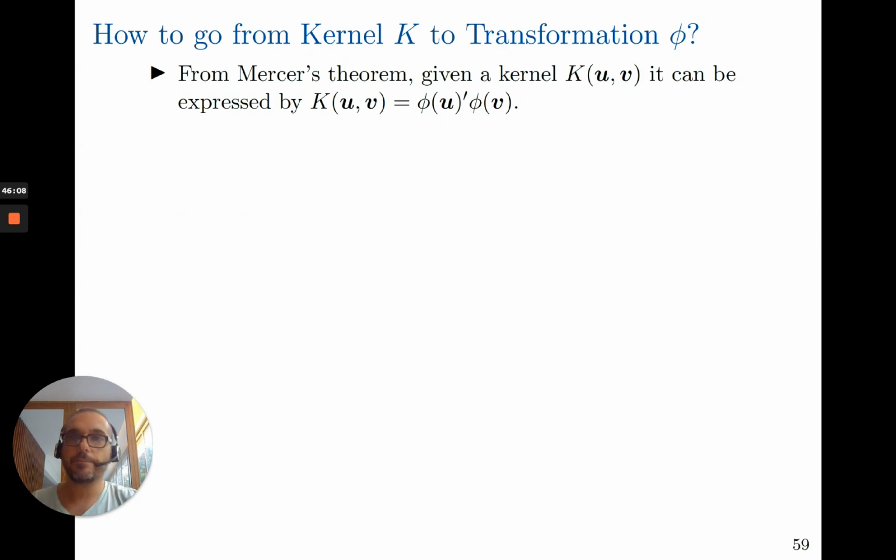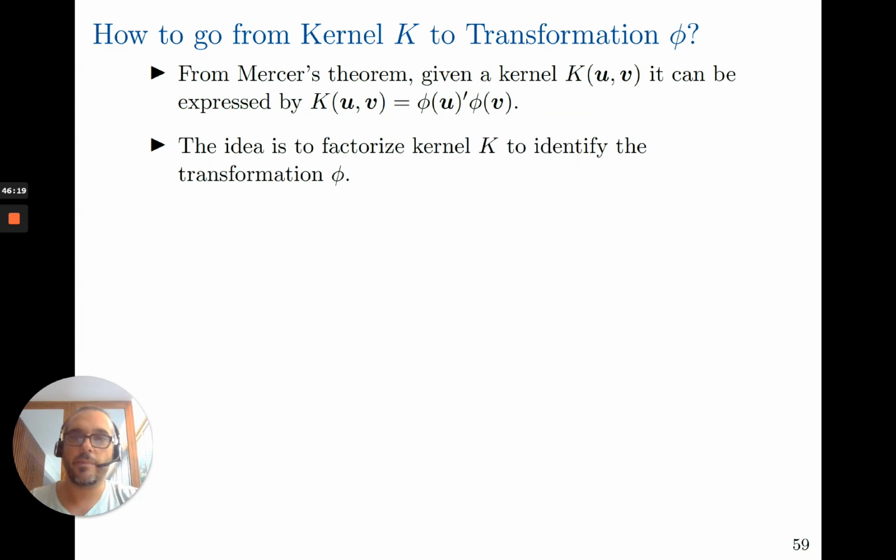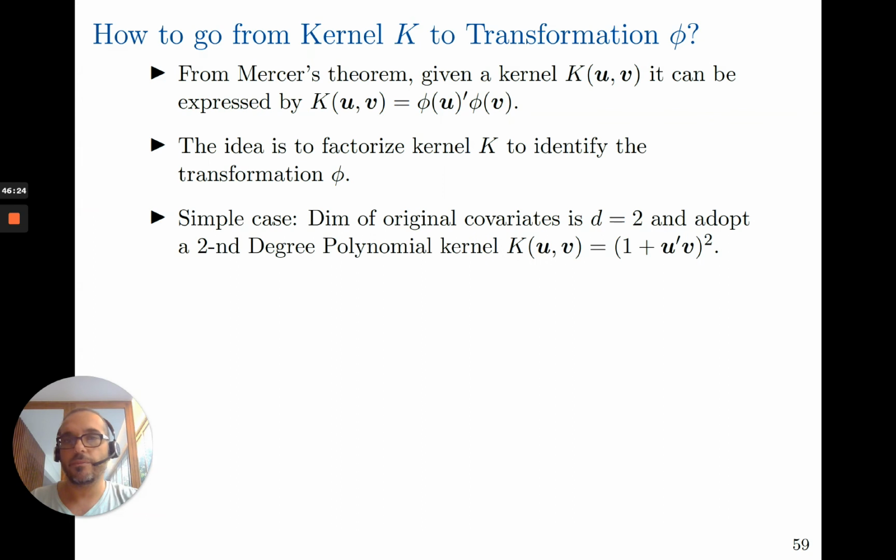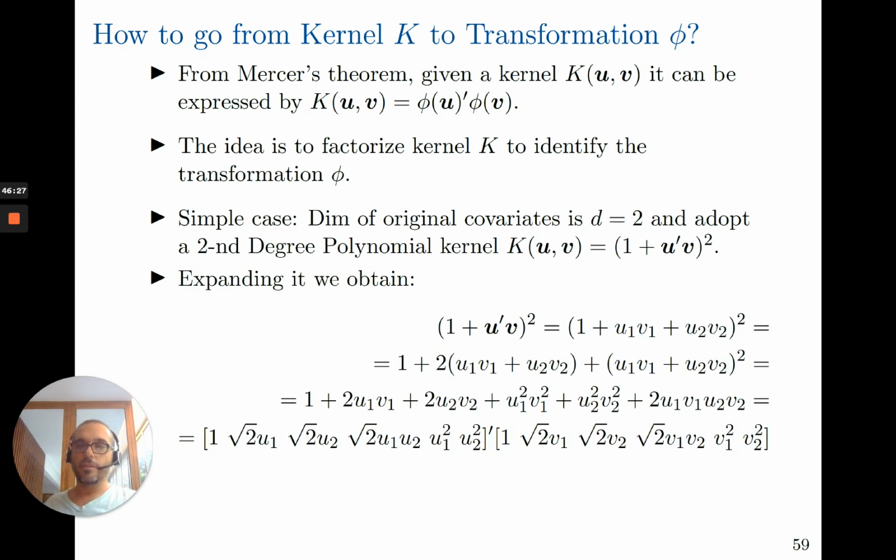And so basically, how do we go from the kernel to the transformation? As Mercer's theorem says, the kernel is defined by the inner product. So the idea is to factorize the kernel to identify the transformation. For a second degree polynomial, that's what we have. But we don't have to care about that. It's just if you want to see which are the transformations, but the only thing we need is the kernel. So you define the kernel, and then you can find the support vectors, and you can find the separating hyperplane.